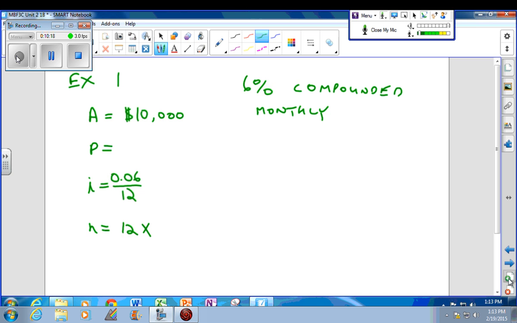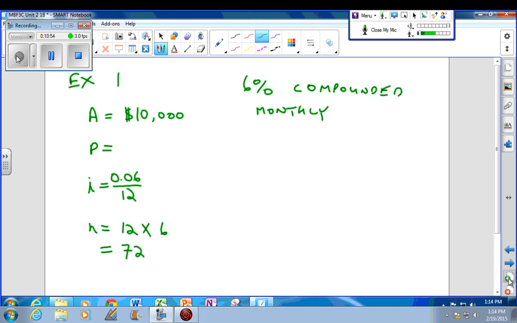So n is 12 times. Now let's go back and understand the question. Carl is celebrating his 10th birthday today, and how much must he invest today? Well, if he's 10 now, and it's got to be on his 16th birthday, then 16 minus 10 is 6. So it looks like it's going to be for 6 years, right? So let's see, what do we got? 6 times 12, is that 72? Looks like it might be 72. Okay. Compounding periods. Okay, double check all that. I think we got it right here.